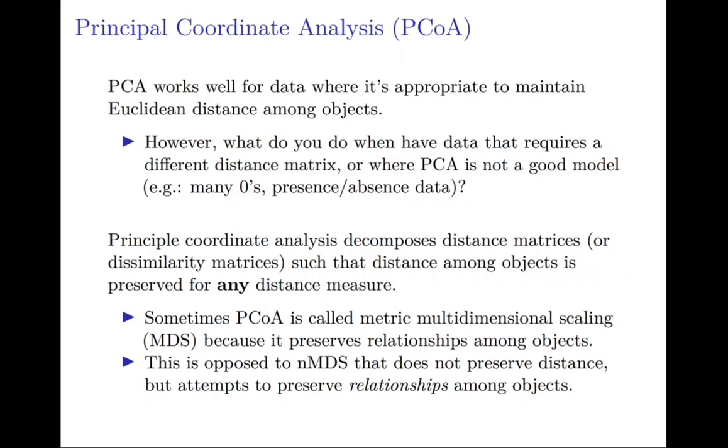So sometimes PCoA is called metric multidimensional scaling, or MDS, because it preserves relationships among objects. And this is opposed to NMDS that does not preserve these distance relationships among objects exactly, but attempts to preserve the relationship among the objects, right? It's trying to think about the relationships of each object to each other.